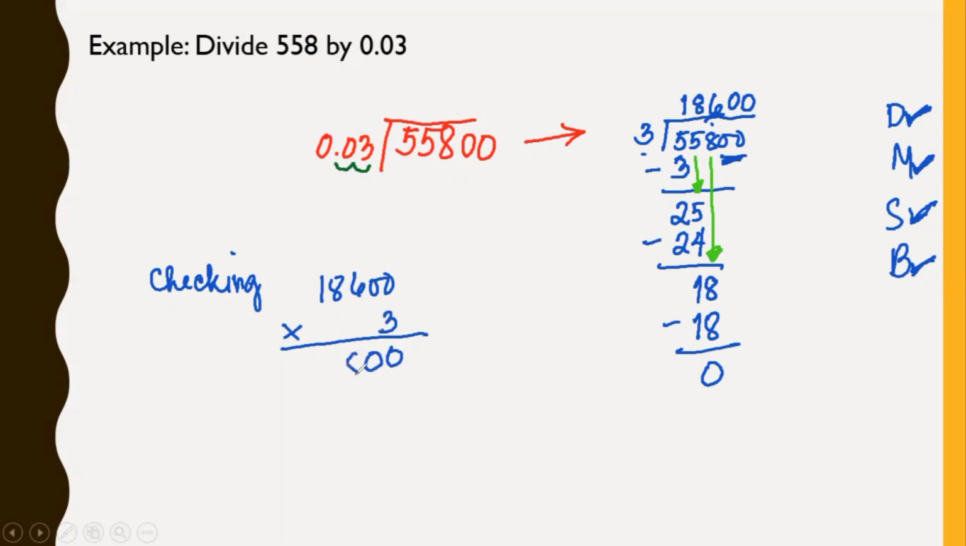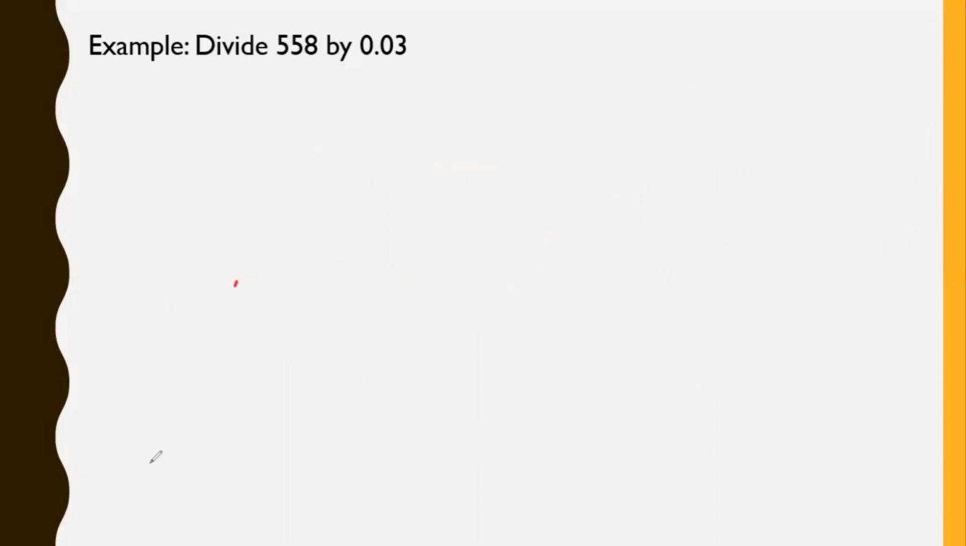3 times 6 is 18, carry 1. 3 times 8 is 24, plus 1 is 25, carry 2. 3 times 1 is 3, plus 2 is 5. So, the answer should be the same with the dividend here, which is 55,800. Now, let's proceed to another example.